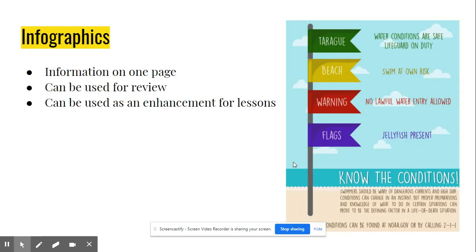Then you have an infographic. Information is all on one page. It's great for review, just like the others, and it can be used as an enhancement for lessons.